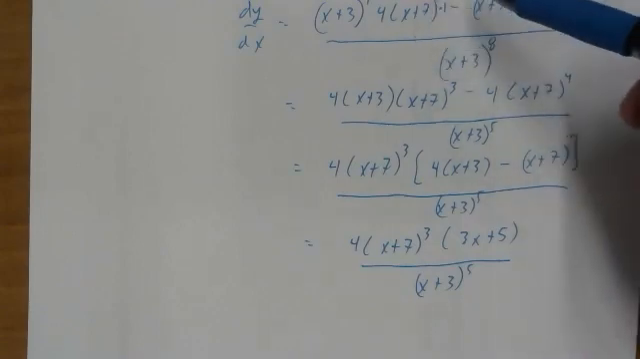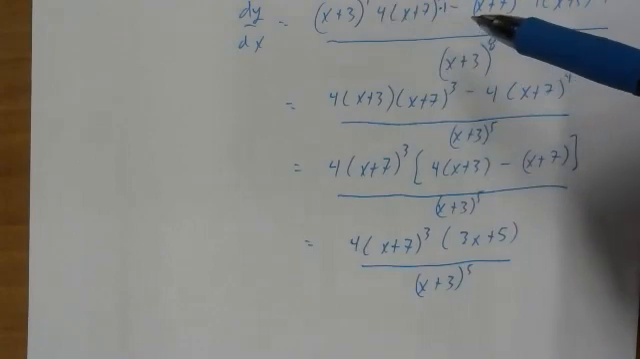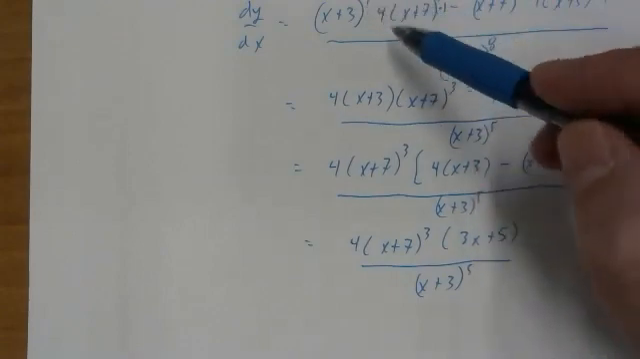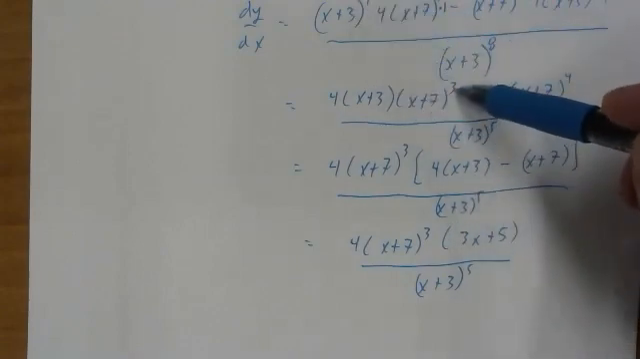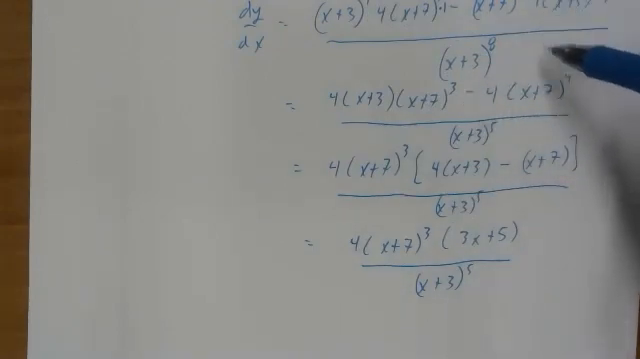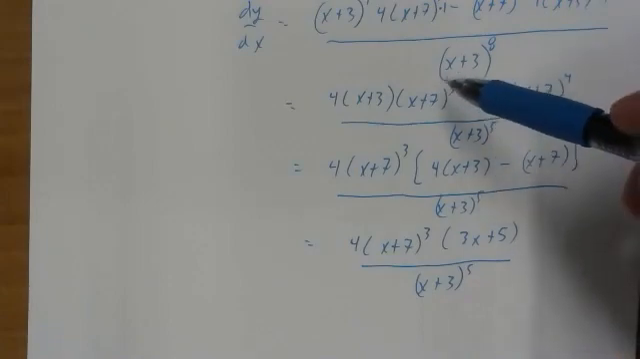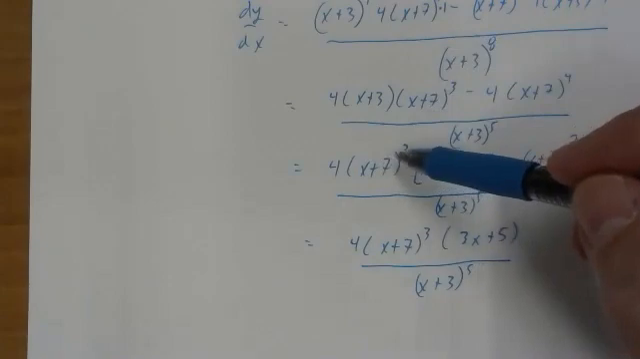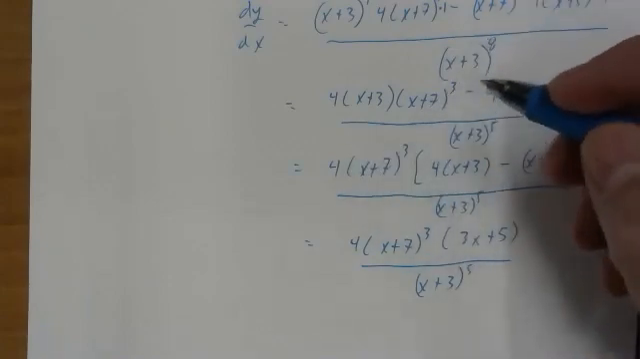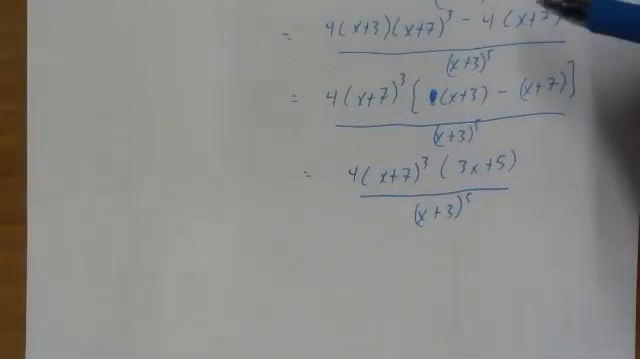So then 4. So I canceled out x plus 3 to the third. So it left 1 here minus 4 times all of that over that. And then I factored out x plus 4, x plus 7 to the third. Oh, should have had this here. Yep, that's my mistake, that 4 there.